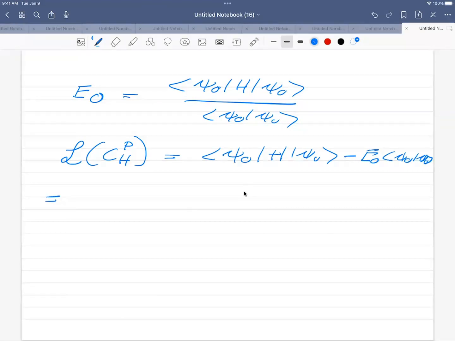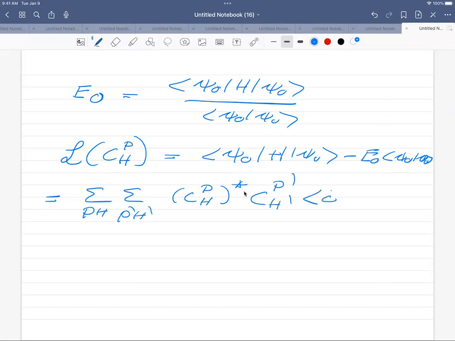So what I will get then is a double sum over PH and P'H'. And then I have my coefficient C of H of P complex conjugate, and then I have my C of H' of P'. And then I have my Hamiltonian. So I have a phi of H of P, which is just a generic particle hole excitation, then my Hamiltonian, and then a phi of H' of P'.